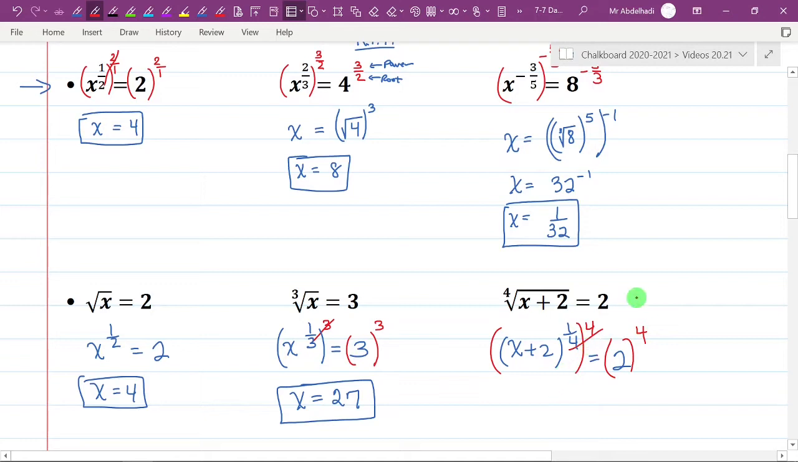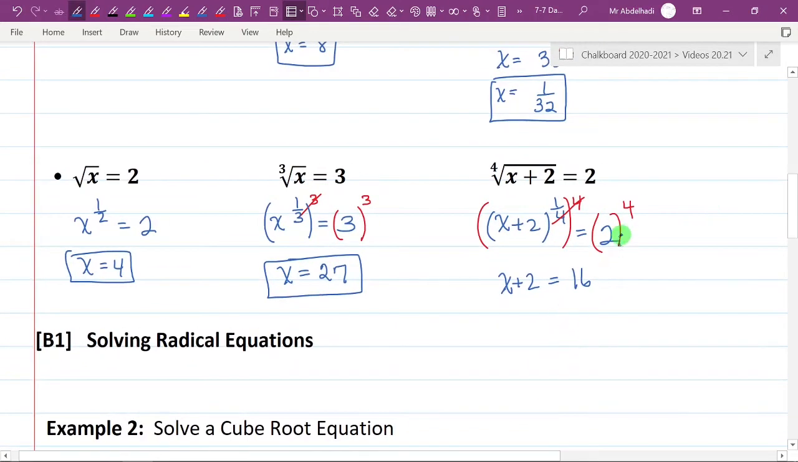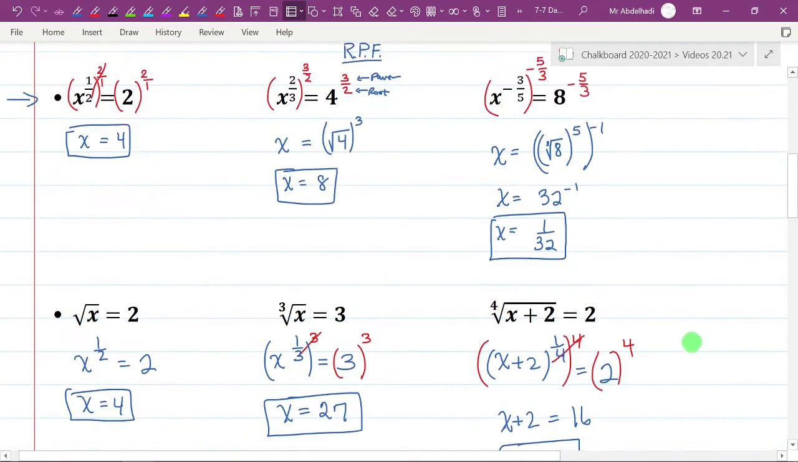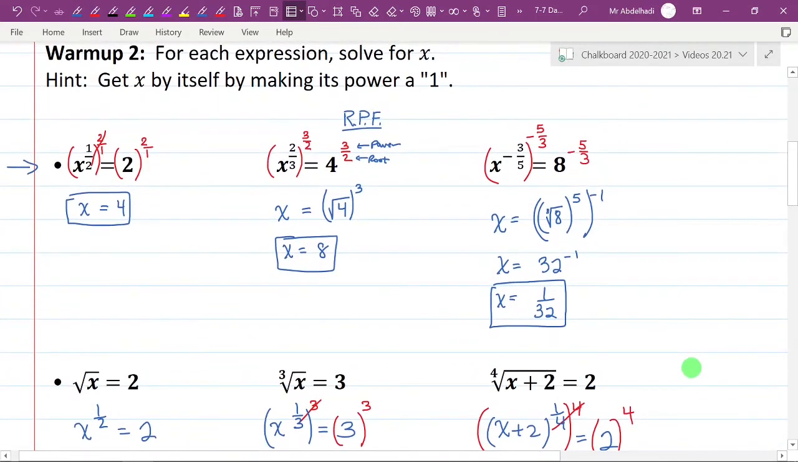These cancel out, right? The 4 cancels out the 1/4. And now all you have left here is just the x plus 2, and this side is 16. Okay, 2 times 2 times 2 times 2 is 16. And then you subtract 2 from both sides, you get x equals 14, and you're finished. Okay, so that's the idea behind multiplicative inverses and how they help you solve radical equations and rational exponent equations.